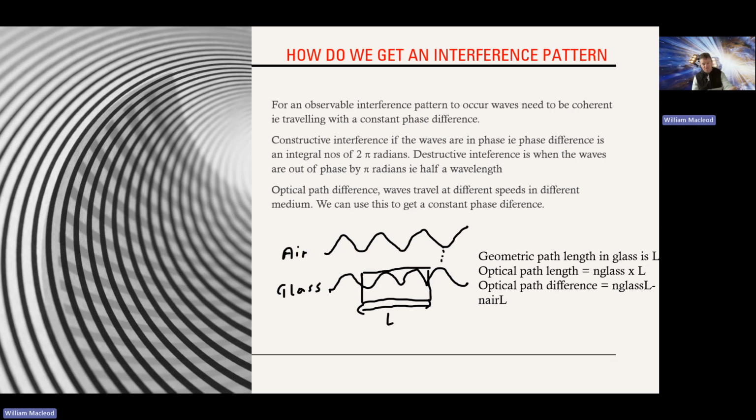So let's say we've got a wave going through just air, and then we've got a wave going through air and glass. Now light traveling through glass will be going slower. So when it emerges from the glass, it'll have a phase difference from the wave which has not traveled through glass. So that's one way of getting a constant phase difference, which can then be used to get an observable interference pattern.